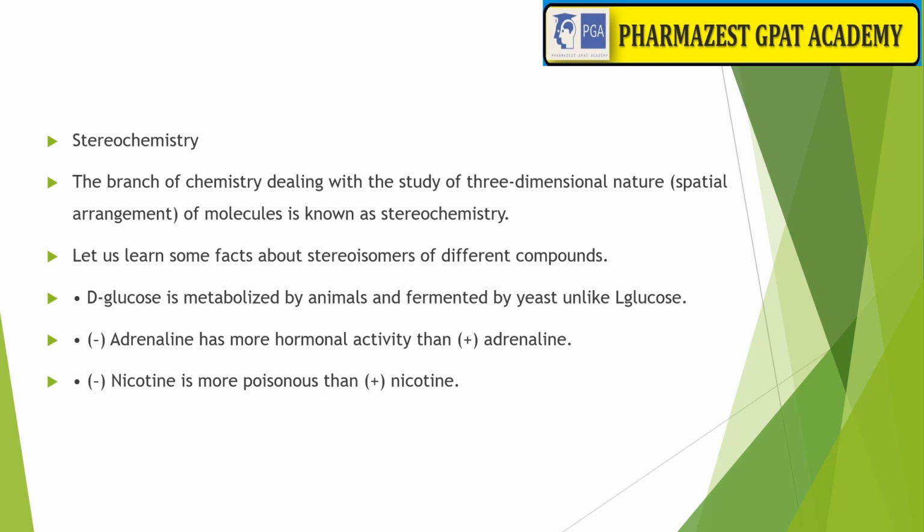Next, minus adrenaline is more hormonally active than plus adrenaline. Minus adrenaline has more hormonal activity. These are the two isomers, this is the minus form, this is the plus form. There is a large difference in hormonal activity when compared to the plus form. Next is nicotine. Minus nicotine is more poisonous than plus nicotine. These are the two isomers, where the minus form is more poisonous than the plus form.